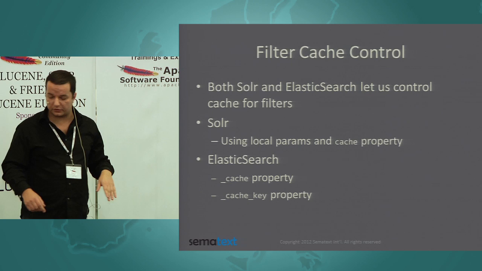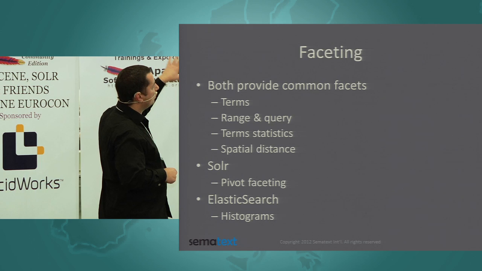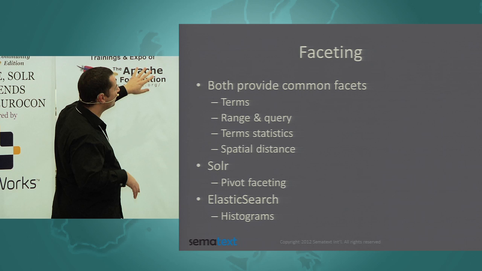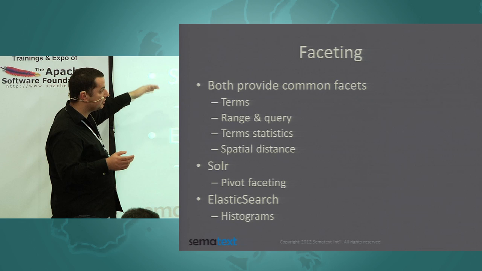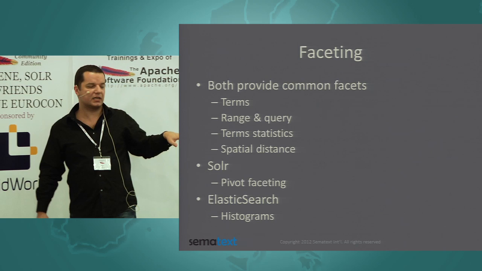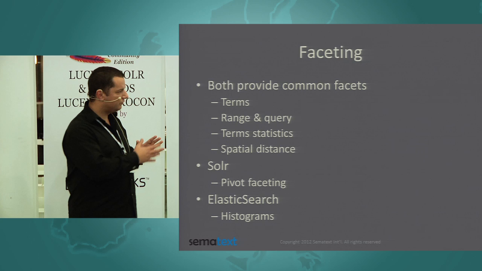Only a few words about faceting. Both provide common facets like term, range, term statistics, in Solr called the stats component, spatial distance with function queries in Solr, you can do that, or range. Solr, on the other hand, has pivot faceting, which Elasticsearch doesn't have, and Elasticsearch allows us to calculate histograms for fields, which is not available in Solr.